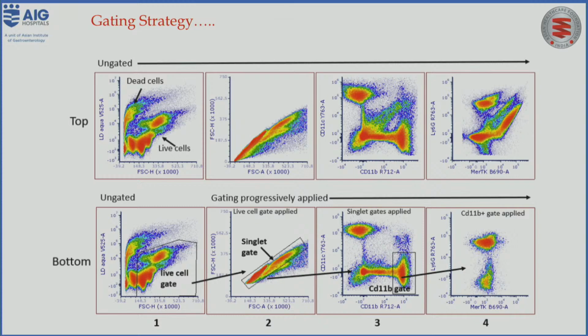Once we acquire the sample, without gating, sequential or progressive gating, we cannot distinguish the type of cells in the top row here, because it's a mixture of all cells. But when we do sequential or progressive gating, we do the live cell gating, then singlet or single cell gating, and later we go for CD11b. Specific types of cells we can easily identify using the gating.